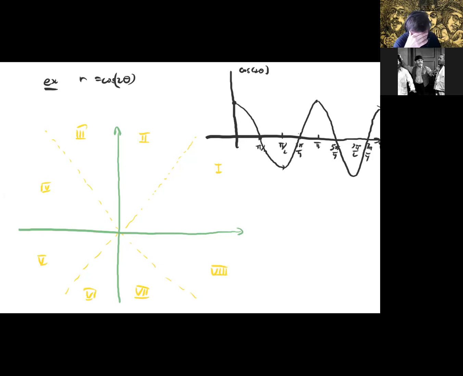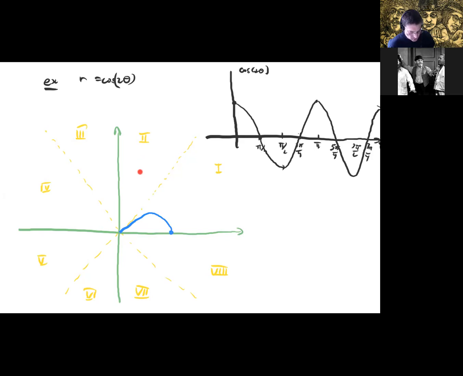Okay, let's go on with sector 1. Well, cosine of 2 theta is decreasing from the value of 1, so that's here, down to the value of 0, as the angle increases to pi over 4. So it's looking like this. What's happening from pi over 4 to pi over 2? That's sector 2. This is sector 2 over here.